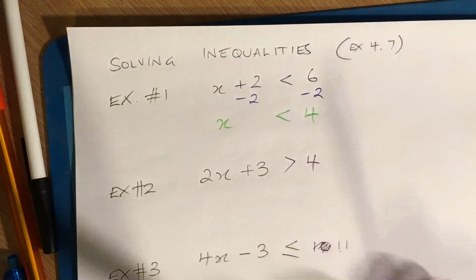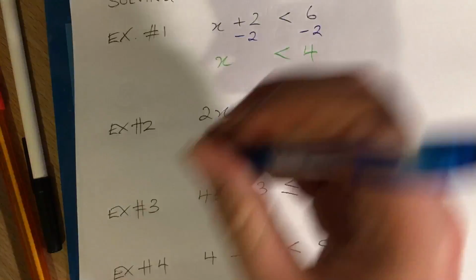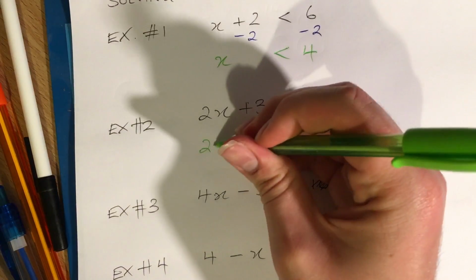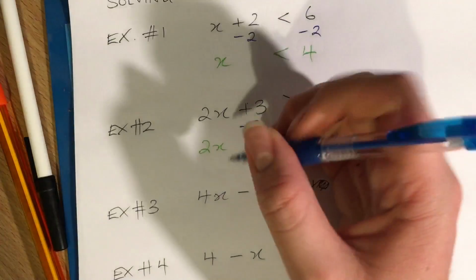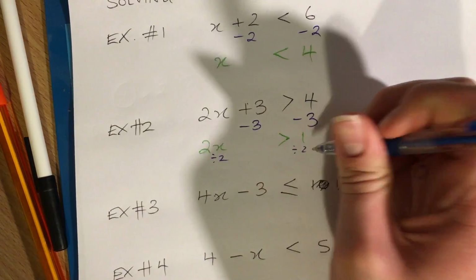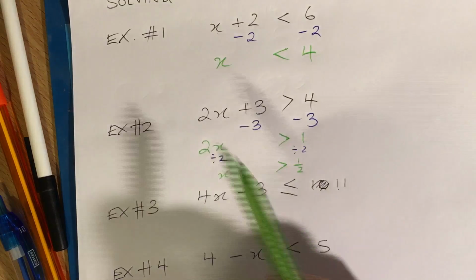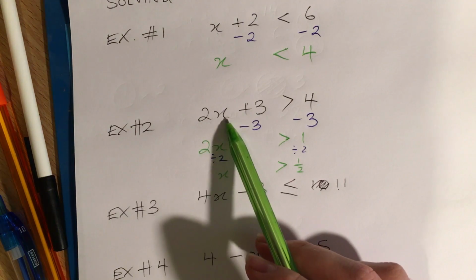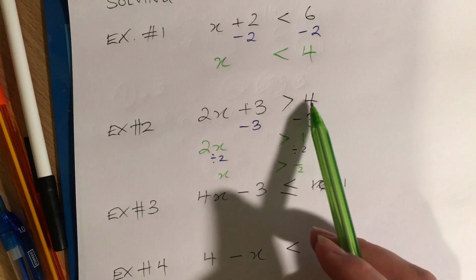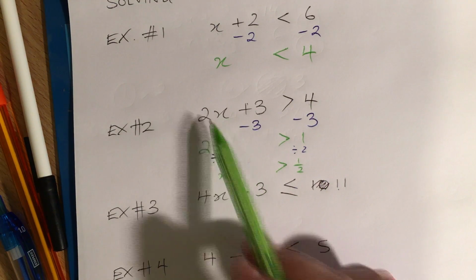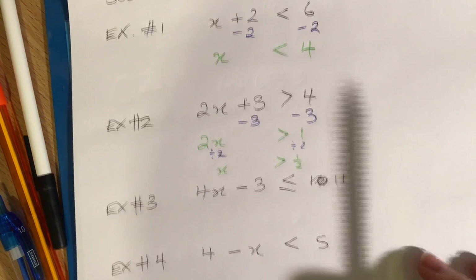So for example number 2, I'm going to minus 3 on both sides and get 2x is greater than 1. Divide both sides by 2. Now note that x has to be greater than a half, because 2 times a half is 1, and 1 plus 3 is 4. So x has to be greater than a half in order for that inequality to work.